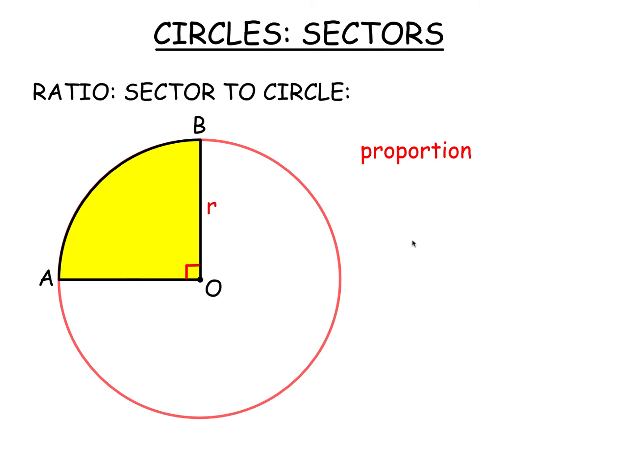The last video was on circles. Area of a circle was pi r squared. Circumference of a circle, pi d. This deals with sectors of circles. A sector is part of a circle. It's a fraction of a circle.